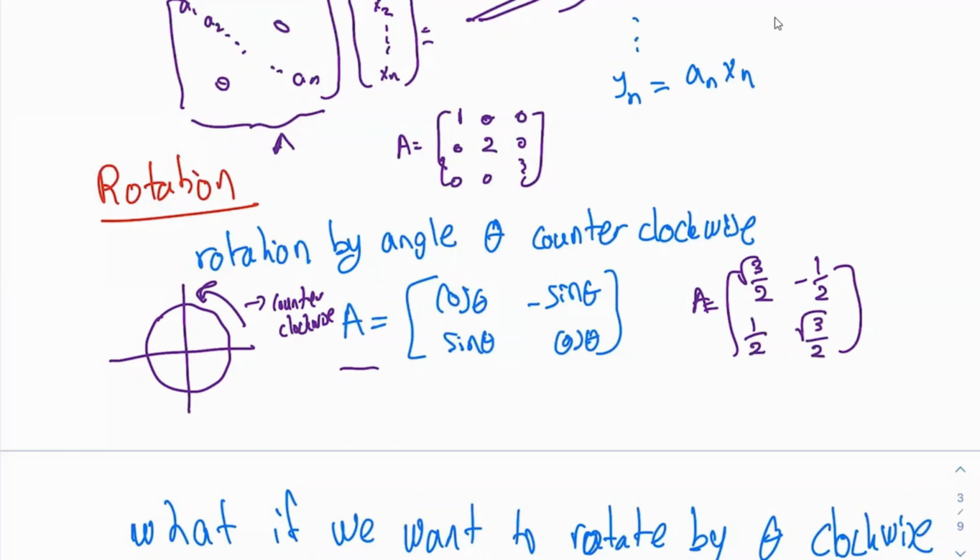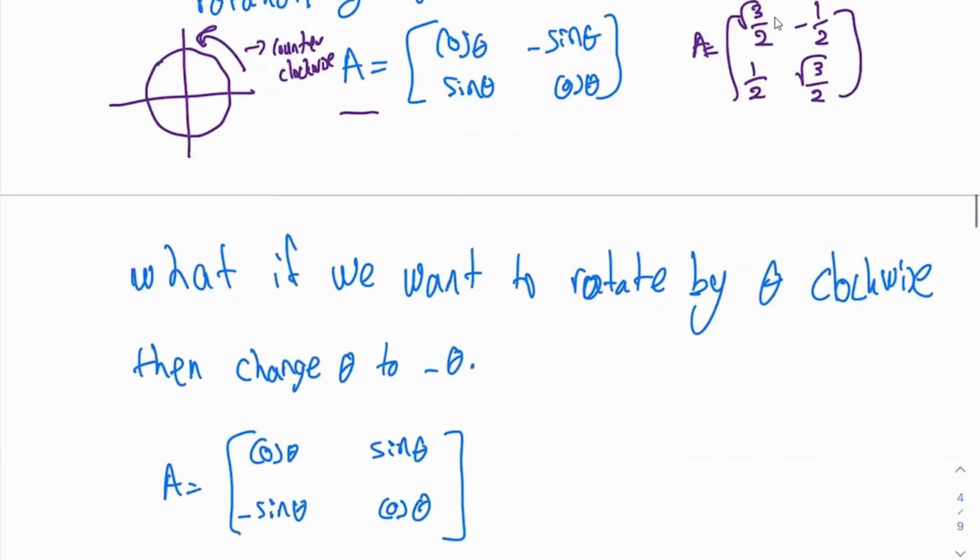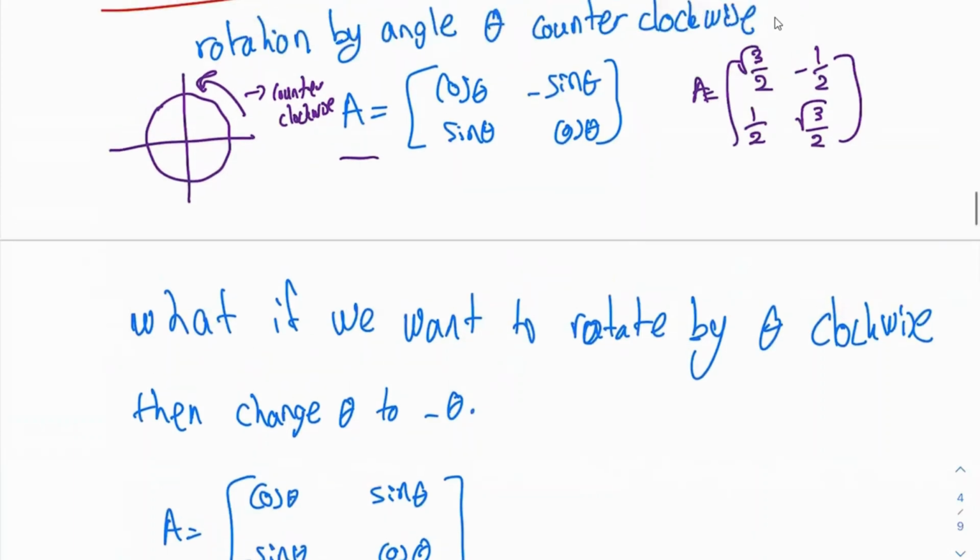Now, what if you want to rotate it by theta clockwise? All you have to do is change theta to negative theta. If theta is going counterclockwise, negative theta is going clockwise. Cosine is an even function, so cosine of negative theta and cosine of theta are the same. Sine is an odd function, so sine of negative theta becomes negative sine of theta. This becomes cosine of theta, sine of theta, negative sine of theta, and cosine of theta.